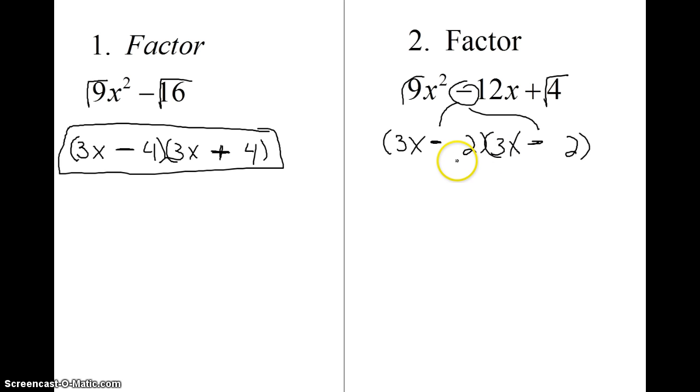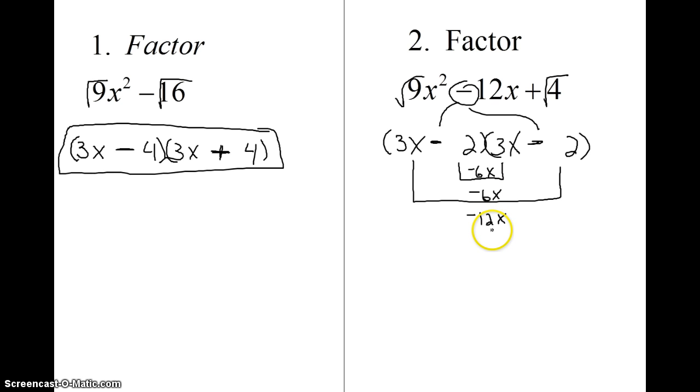To check, you can multiply using not the whole FOIL method, but just the inner terms. So negative 2 times 3x, that's negative 6x. Multiply the outer terms. So 3x times negative 2, that's negative 6x. Combine the two terms here, and that's negative 12x. Sometimes the trinomials do look like a perfect square trinomial, but when you multiply the inner and the outer, you do not get the middle term. So it's a good idea to check.